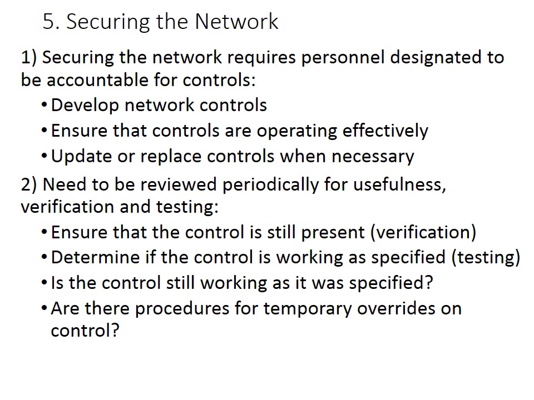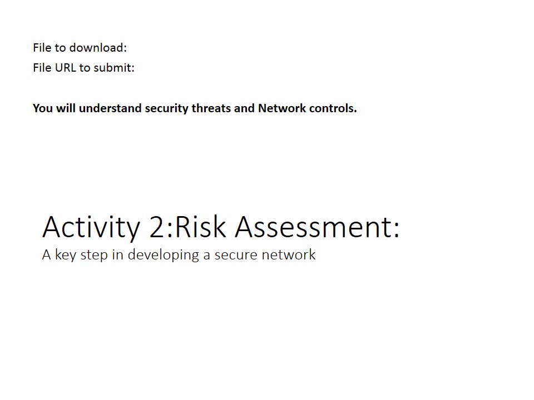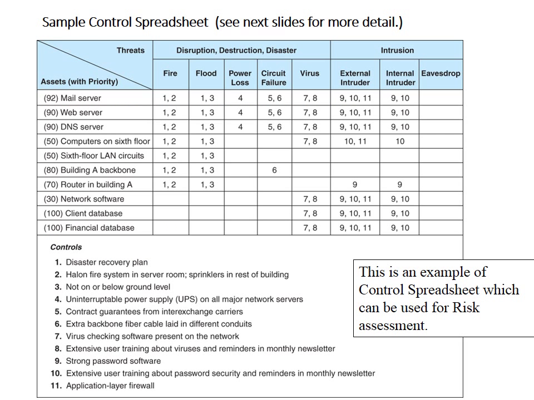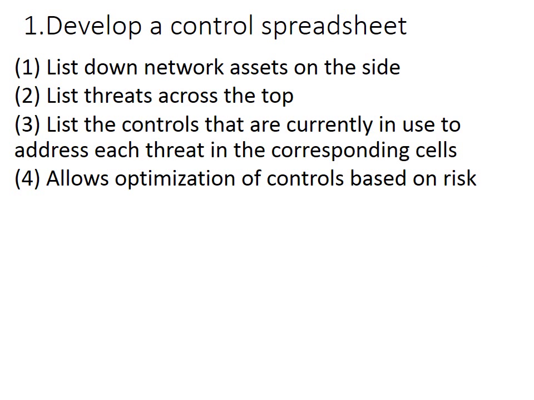Risk assessment is a key step in developing a secure network. You should assign levels of risk to various threats by comparing the nature of threats to the controls designed to reduce them. In this activity, you will follow how to create a control spreadsheet for risk assessment. This is an example of a control spreadsheet which can be used for risk assessment. To develop a control spreadsheet, you should list network assets down the side first. Then you list threats across the top. Then list the controls that are currently in use to address each threat in the corresponding cells. Finally, optimize controls based on risk.